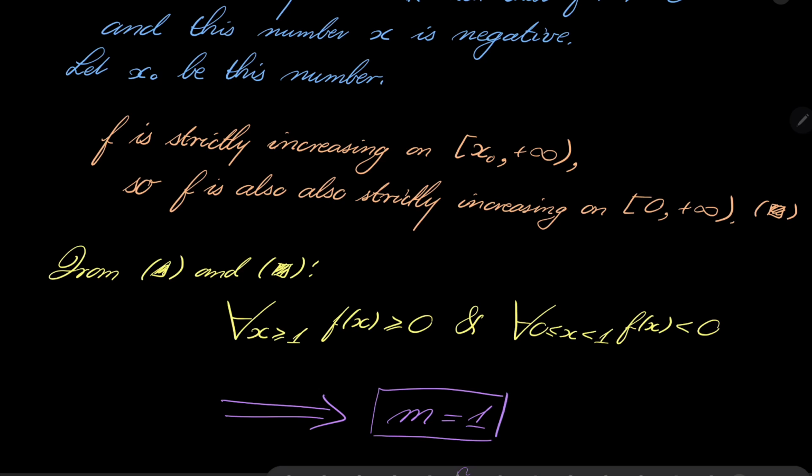For every x greater than or equal to 1, this inequality is true, and at the same time, for smaller x's, we have the reversed inequality, so m must be equal to 1. And this closes our problem.